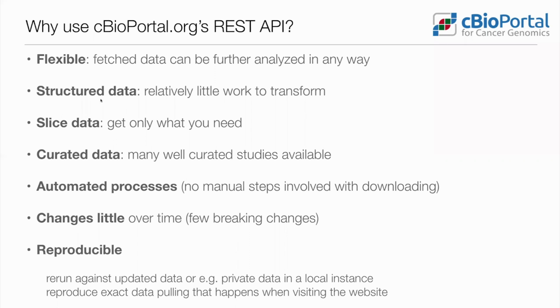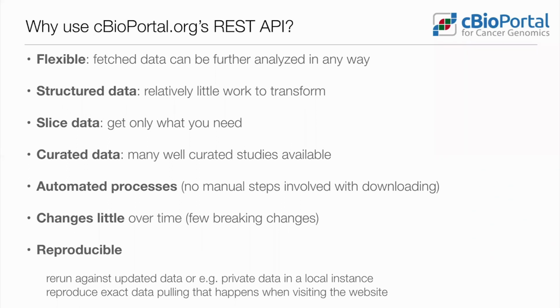And then there's also, it's structured data. As you saw, it's objects that are in arrays, so it takes little work to transform them. Whereas you can imagine if it's more some garbled text file, it's a little harder. You can slice data, so you can only get what you need. You don't have to download all the data just to look at a few genes or a few samples of your interest. You can really request just those that you're interested in.